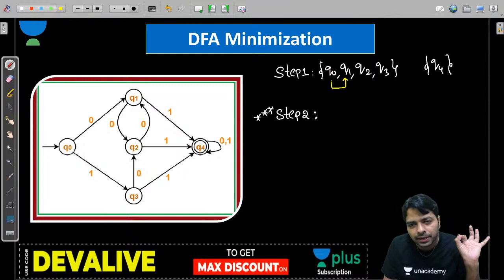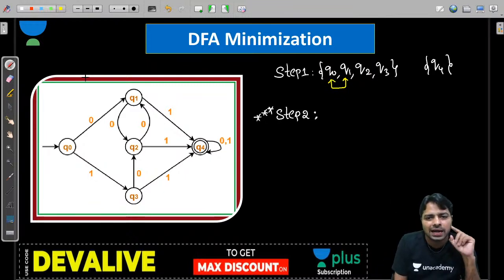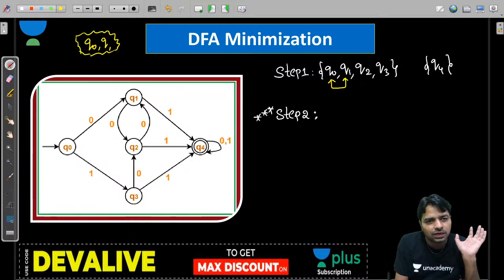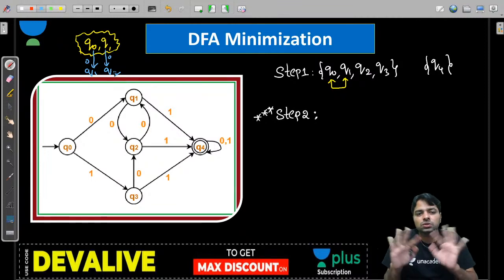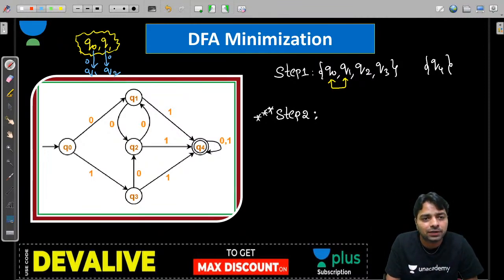Q0, Q1, compare first. Better to write it somewhere. I'm comparing. Tell me, guys, Q0 on 0, Q1 on 0, what are they doing? Q0 on 0 goes to Q1, and Q1 on 0 goes to Q2. So Q1, Q2, are they in the same set? Yes. So try for 1. They may be separated, we don't know.